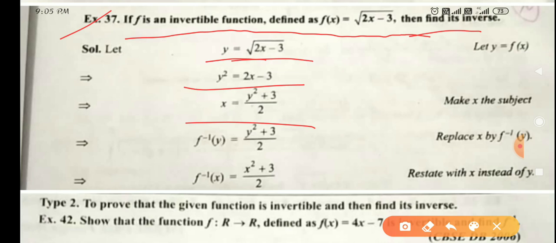Now after making x the subject, in place of x you have to put f inverse y. This is also a fixed step. So f inverse y equals (y square plus 3) upon 2. Now replace y by x. So f inverse x equals (x square plus 3) upon 2. So this is the method. You have to find the inverse of the given function when it is said the function is invertible. Directly you can find. Now the second type of problem is coming.